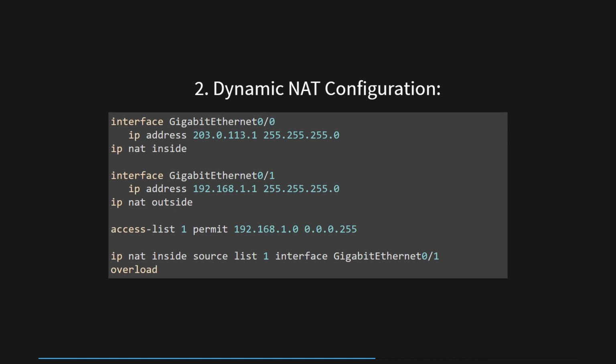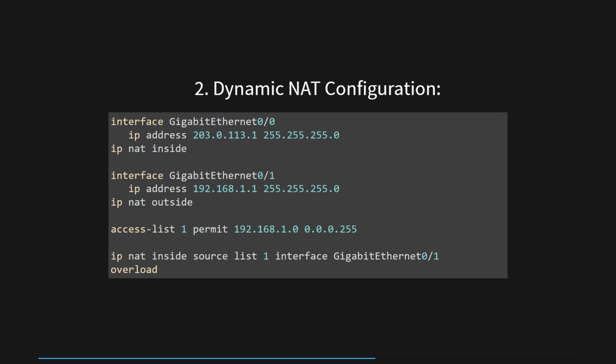In this example, Gigabit Ethernet 0/0 and Gigabit Ethernet 0/1 are configured similarly as in the static NAT example, designating Gigabit Ethernet 0/0 as the inside interface and Gigabit Ethernet 0/1 as the outside interface. The access list entry, access-list 1 permit 192.168.1.0 0.0.0.255, defines the range of private IP addresses, 192.168.1.0 to 192.168.1.255, eligible for translation.